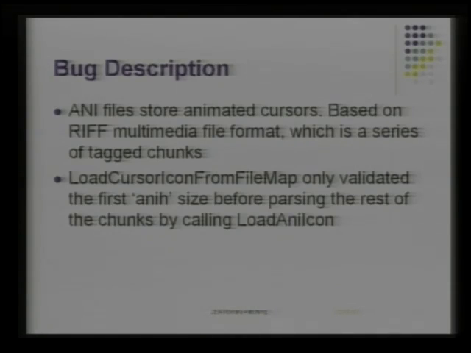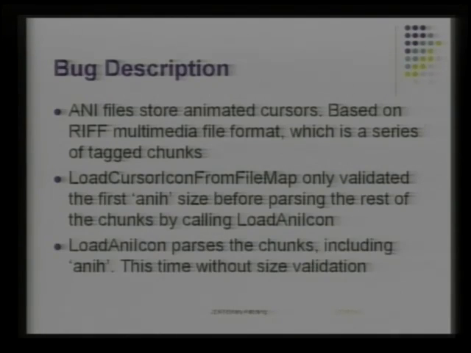So this time there is this LoadCursorIconFromFileMap. So it loads and parses the file from the memory. FileMap is the file in the memory, and this is for performance issues probably, to load the whole file onto the memory, and then you can read it faster. So there is a chunk named anih. It's the ANI header, and it tells its loader or player how many icons there are inside the animated cursor. And this one is parsed later by LoadAniIcon.